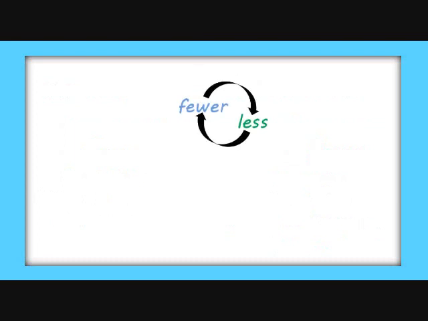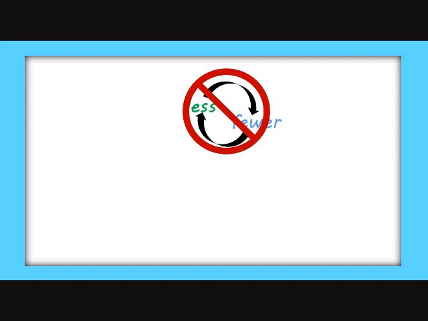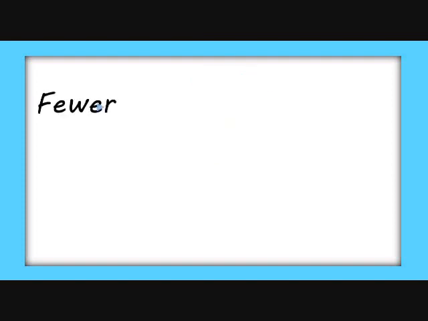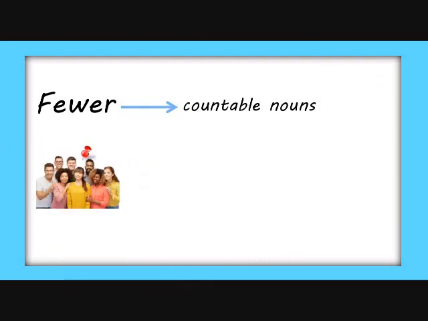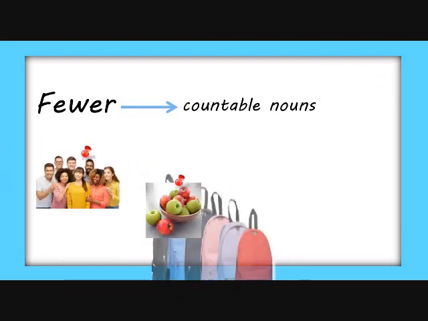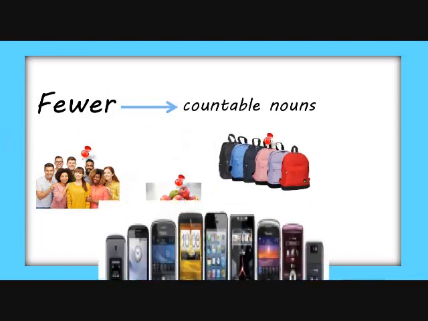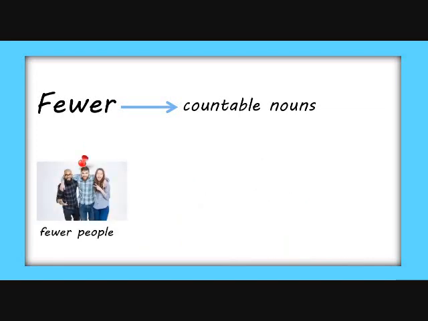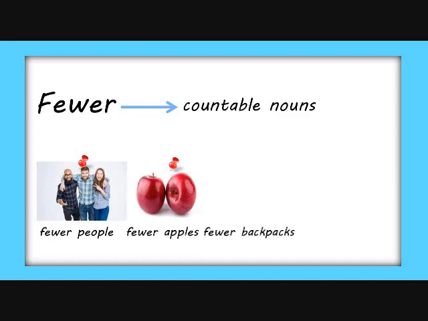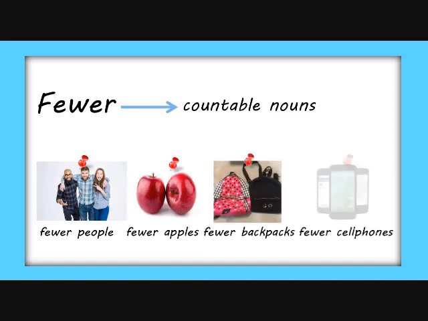Some people may think both words are interchangeable when they are used as comparative adjectives, since both of them mean the same, not as many. But even though they mean the same, they are not interchangeable. They are used in different grammatical contexts. Fewer is used along with things we can count, so we call this countable nouns. Countable nouns could be people, apples, backpacks, cell phones, and so on. So we will say fewer people, fewer apples, fewer backpacks, fewer cell phones.